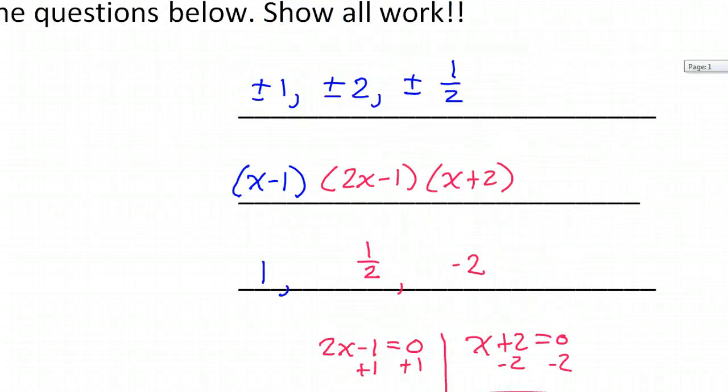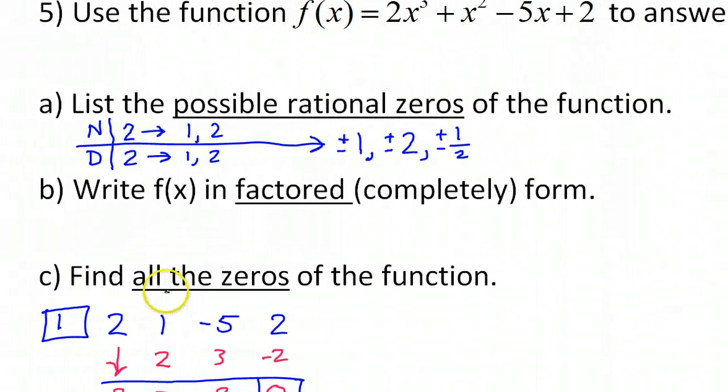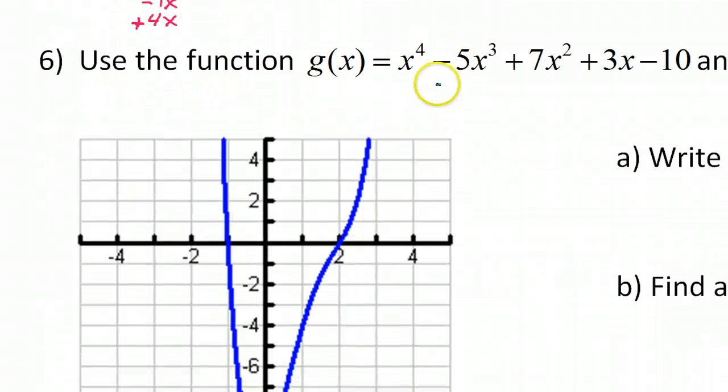Okay, well, that's the end of this question. We had our possible rational zeros, and sure enough, our actual zeros turned out to be from among them. Okay, so that was number 5. Alright, number 6.